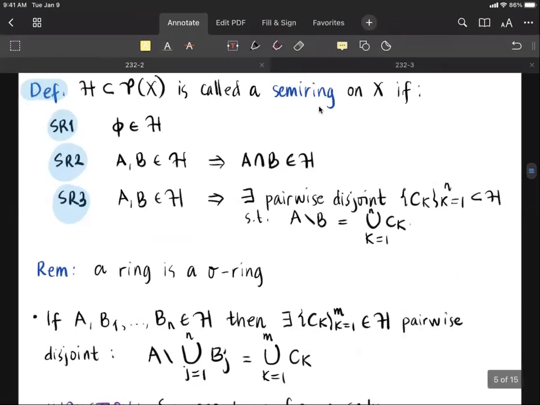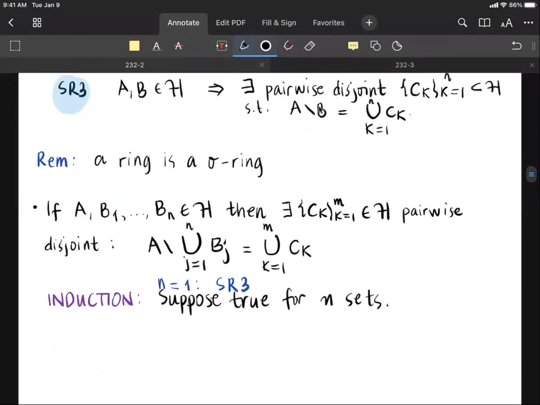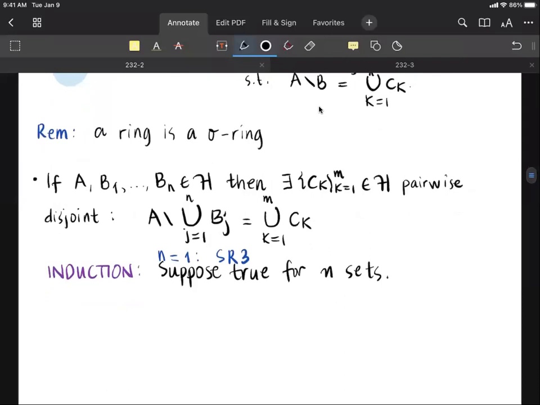Okay, so let us look at the proof. So this is done by induction. So first, if n is equal to 1, then we basically have the third condition or third property of a semi-ring, SR3. So suppose that the claim is valid for n sets. So our aim is to show that it is also valid for n plus 1 sets.